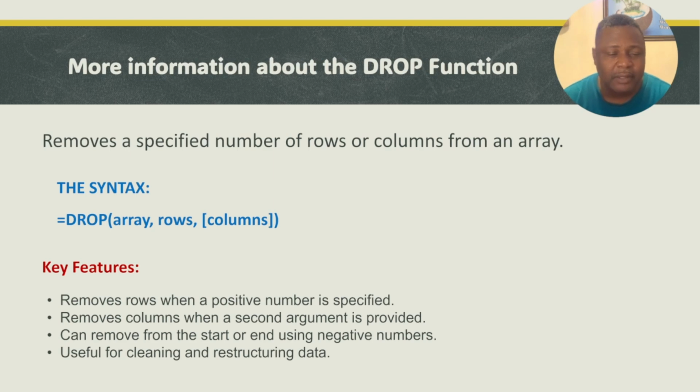Select the array, then you pick your row and you pick your column, in which case any of these can be in positive or negative value. So the key features here is that it removes rows when a positive number is specified, removes column when a second argument is also provided. It can remove from the start or the end using the negative number.